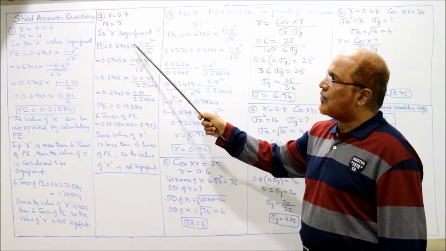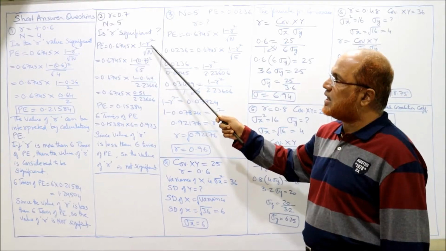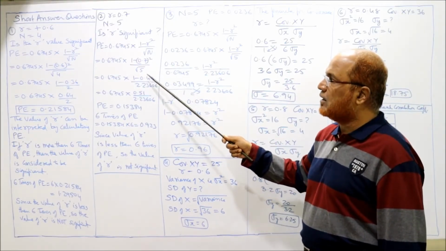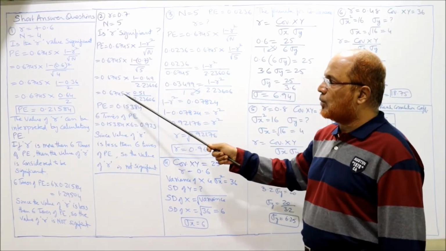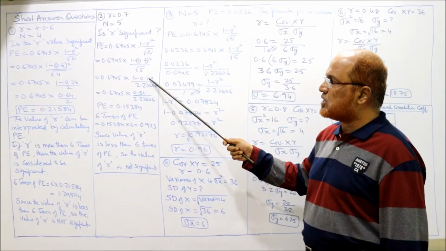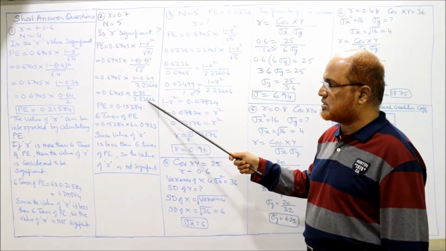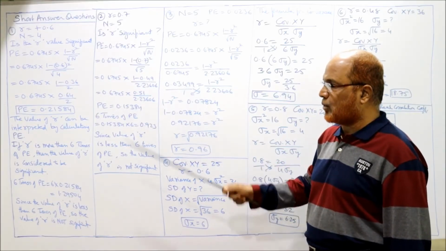PE is 0.6745 into 1 minus R square by root n. 0.6745 into 1 minus R is 0.7, so 0.7 square is 0.49, and root 5 is 2.23606. So 0.6745 into 1 minus 0.49 is 0.51, divided by 2.23606. So the PE value we got is 1.15384.